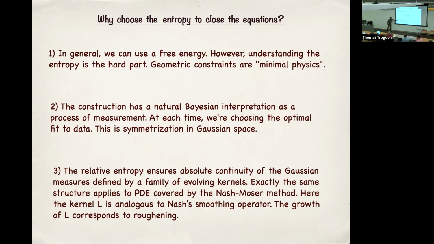This one, let me actually show you in quick pictures what Nash's theorem is about, because it's really the mysterious role of the kernel, which took me a little while to figure out, but in some sense this is analogous. I guess this is really for Percy. It's really analogous to Nash's smoothing operator.